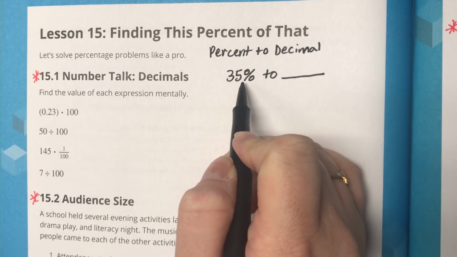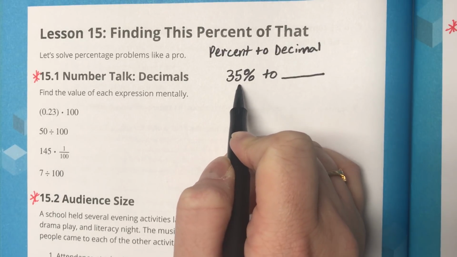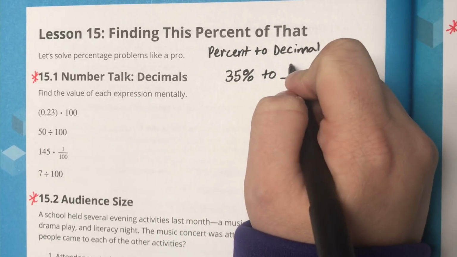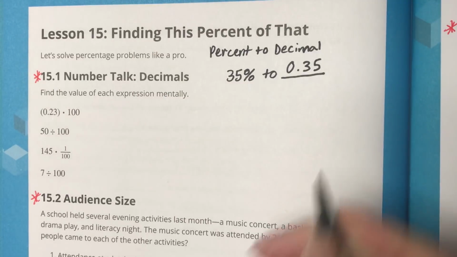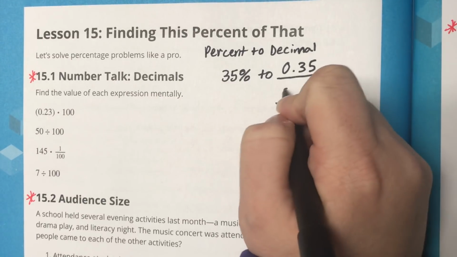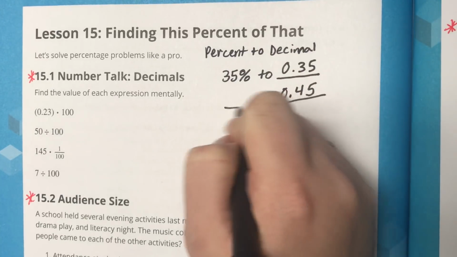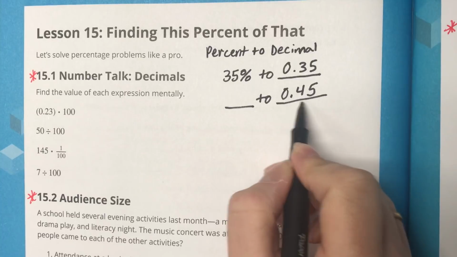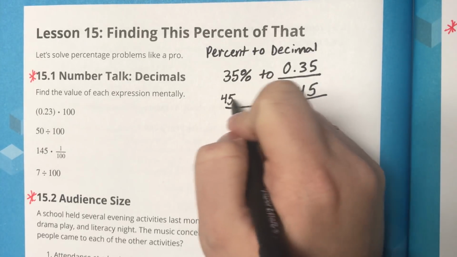Well, we know that 35 has the decimal at the end. So if we want to change it to a decimal number, we need to move it twice to the left. So it would be 0.35 as a decimal. Now if we wanted to change a decimal, say we have 0.45, to a percent, we would do the opposite way. So we would move it 2 places to the right, making it 45%.